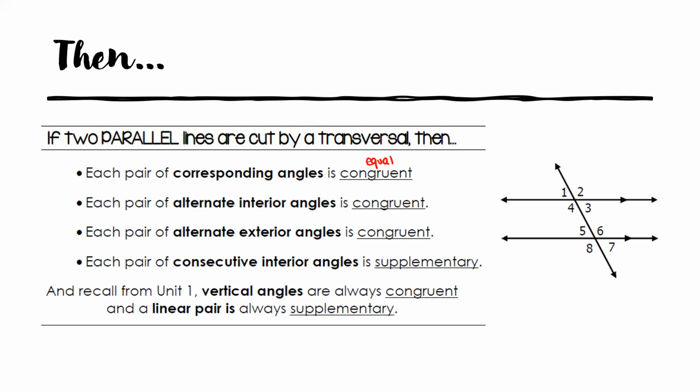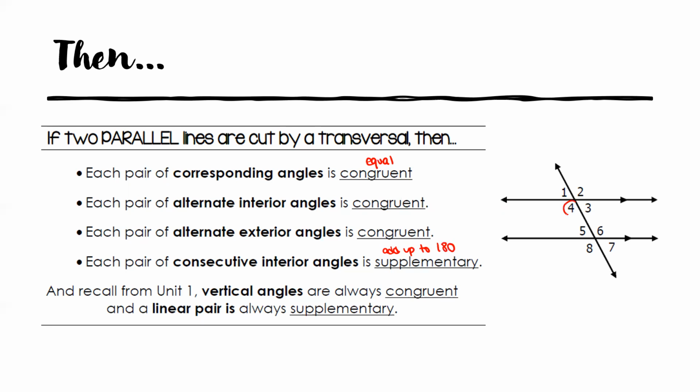Alternate interior angles are also equal. They're also congruent. Also, the alternate exterior angles are congruent. But the only different one here says each pair of consecutive interior angles are supplementary. If you recall from the previous chapters, supplementary angles are angles that add up to 180 degrees.